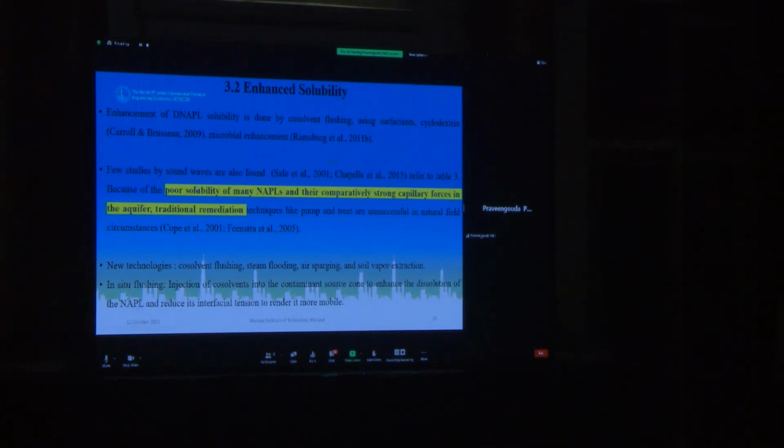Enhanced solubility: as these compounds are very dense, they go and settle in the aquifer. So there are some enhancement techniques that need to be found. Scientists or researchers have found co-solvent flushing, surfactant, and cyclodextrin as some of the techniques to enhance the solubility. In some cases, microbial enhancement is also done.